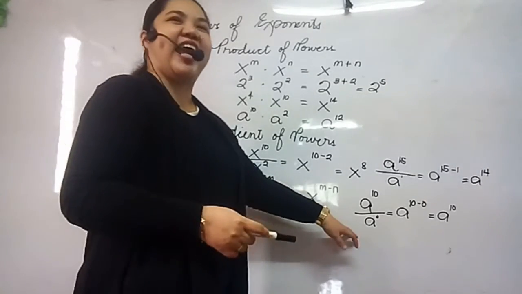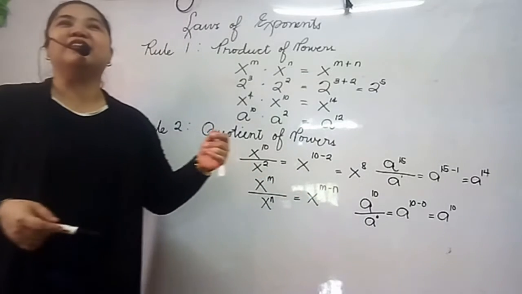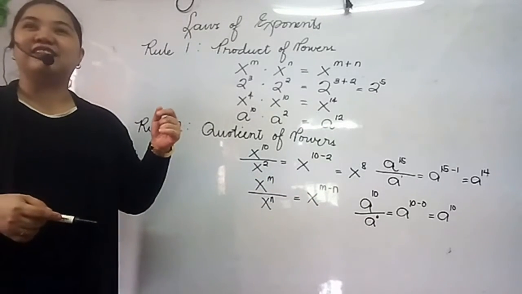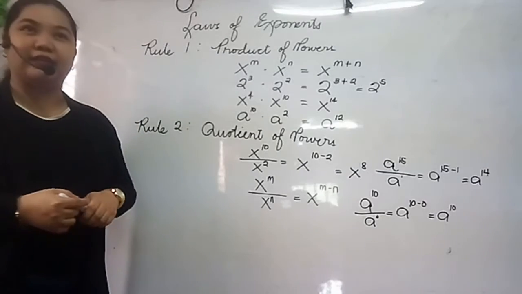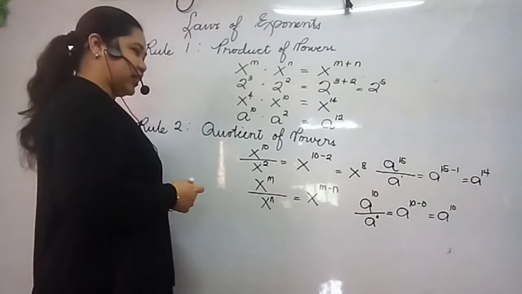What does A raised to the 0 power mean? There's no power. So it is equal to 1. Okay? It's just 1.